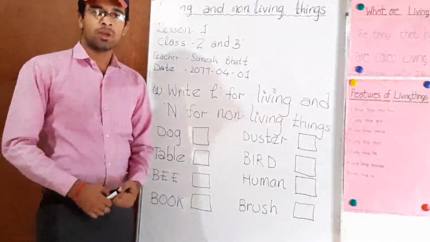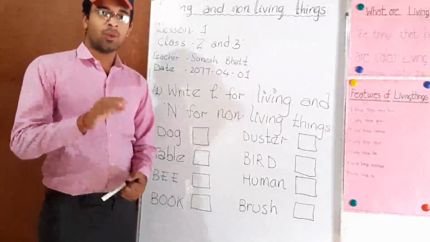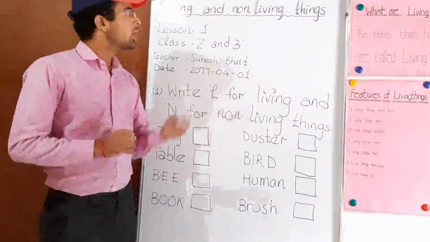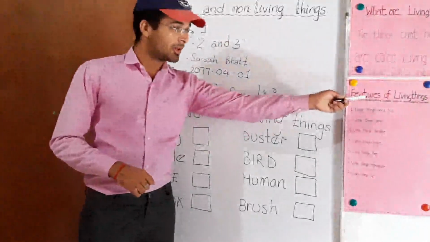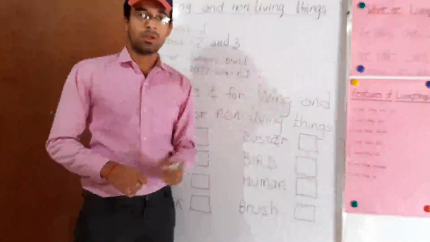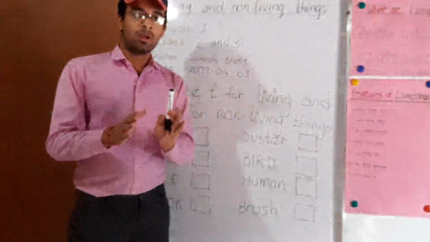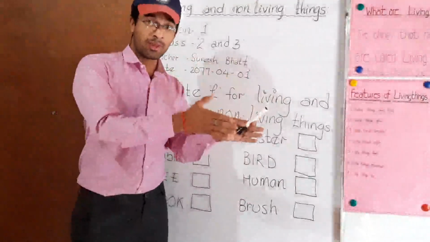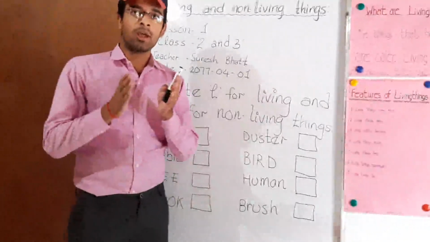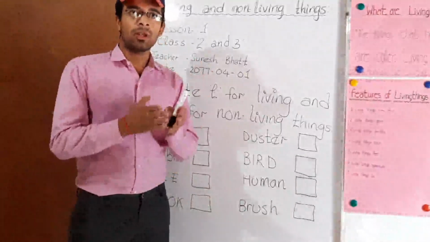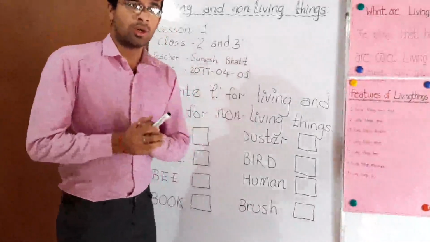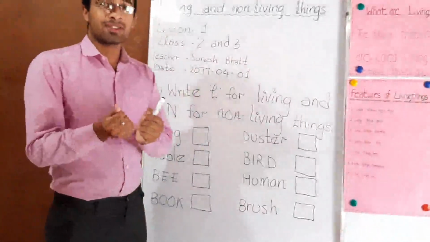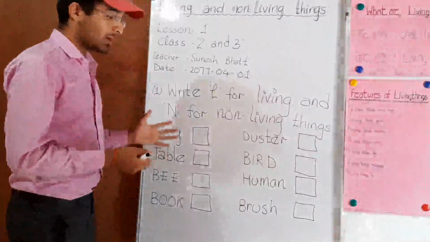Okay, students. In this episode we learned about living things and non-living things and their features. I hope you understand what a living thing is and what a non-living thing is, and I hope you can separate whether something is living or non-living. Okay, now it's time for an exercise. I have one exercise for you here on the board. Look on the board. Here is a question for you.